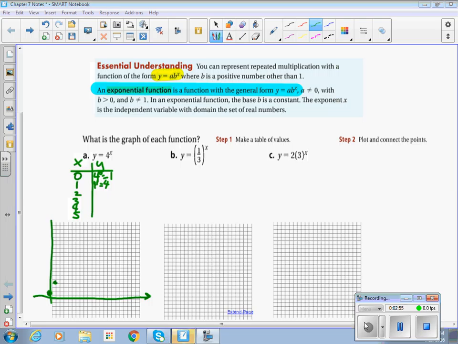When I plug in 2, I get 4 squared, which is 16. So over 2 up 16. And then when I plug in 3, oh my goodness gracious, it's 64. I'm kind of off my graph at that point.